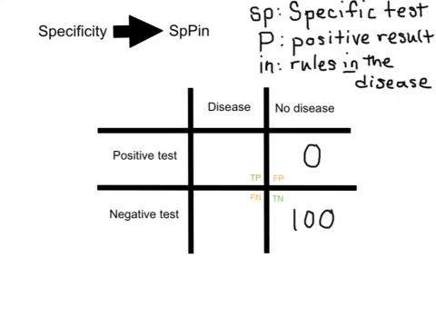And then let's say the sensitivity is a little bit lower. So we can say the sensitivity is 70%. So we have, again, of the 100 patients with the disease, 70 test positive and 30 test negative.